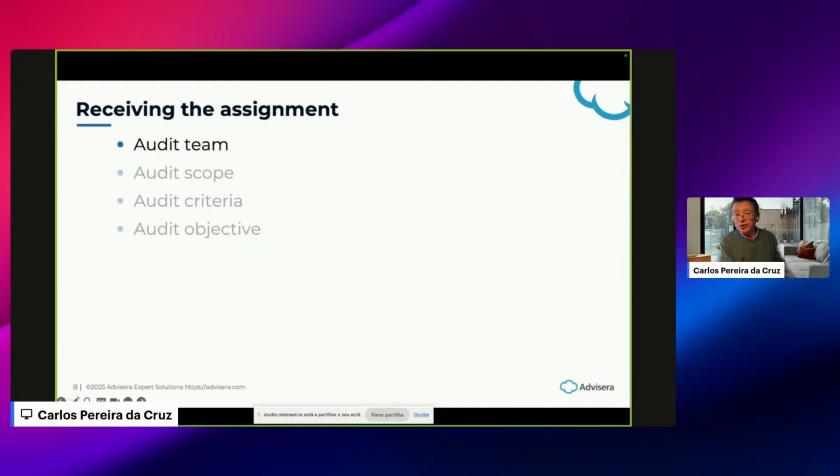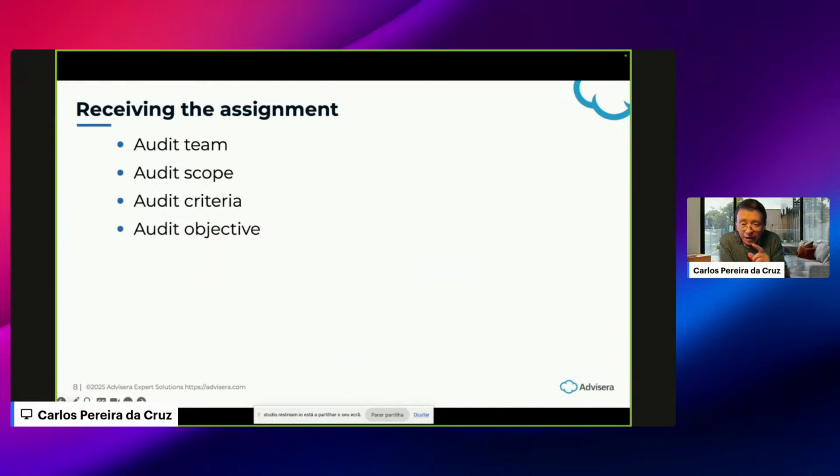When internal auditors receive the assignment, they are informed of the audit team composition, and who the lead auditor is. They are informed about the borders, the parts of the management system that are to be audited. They are informed about the audit criteria to be used, and they are informed about the audit objective, the purpose of the audit.